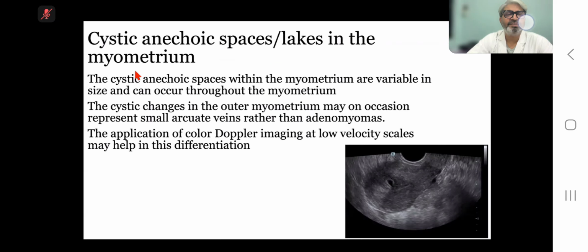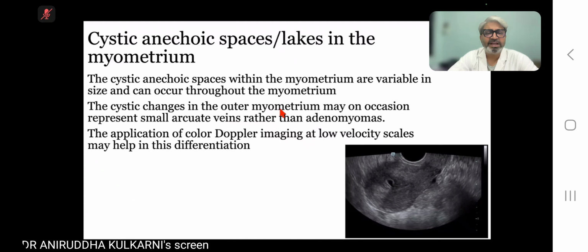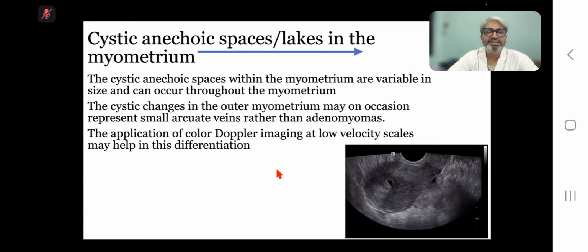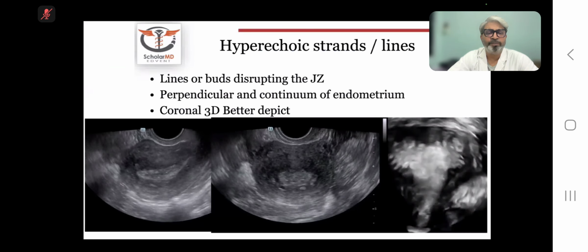Cystic anechoic spaces or lakes within the myometrium could be one of the features. In the initial MUSA, a specific size characterization was given, but in 2022 it was decided that any size, shape, or morphology can be considered an adenomyotic cyst rather than measuring a specific size. The cystic changes in the outer myometrium may on occasion represent a small arcuate artery or vein rather than adenomyosis, which can be easily picked up by putting on a color or power Doppler. Now, this kind of enhancement seen posteriorly is called edge enhancement, and this is not shadowing. So, the next characterization is the cystic anechoic spaces adjoining the endomyometrial junction zone.